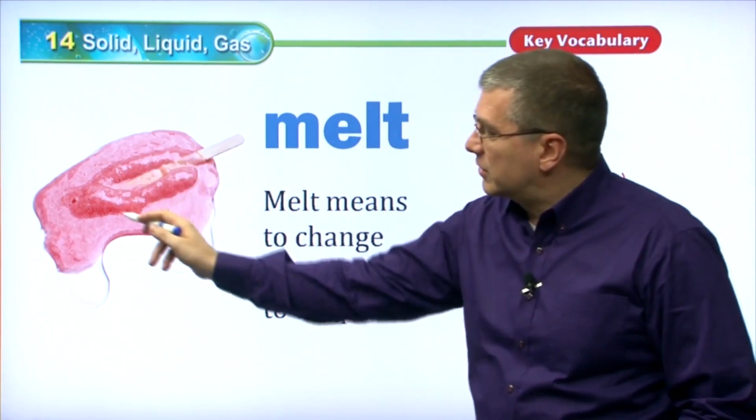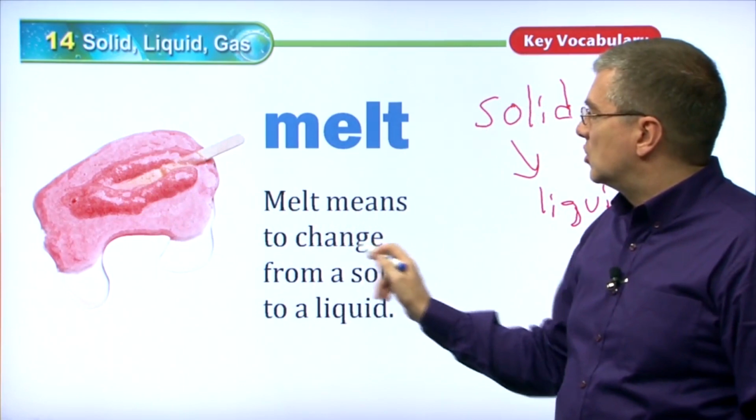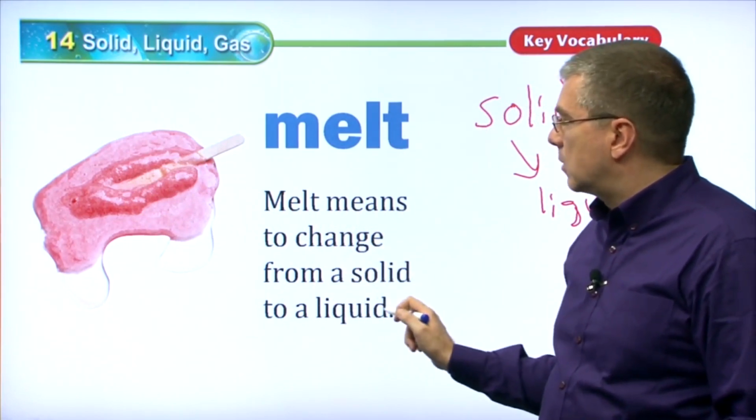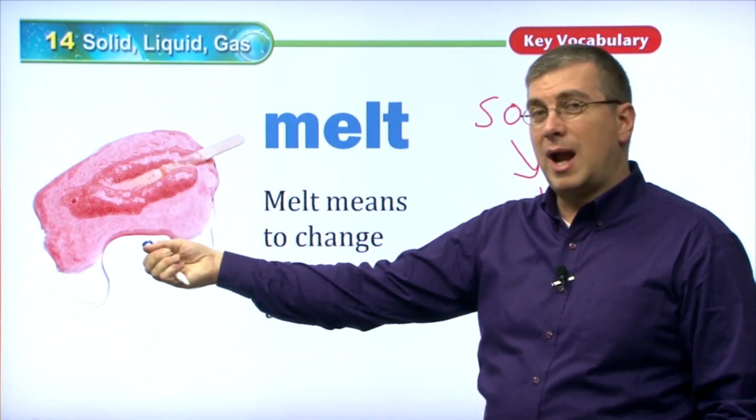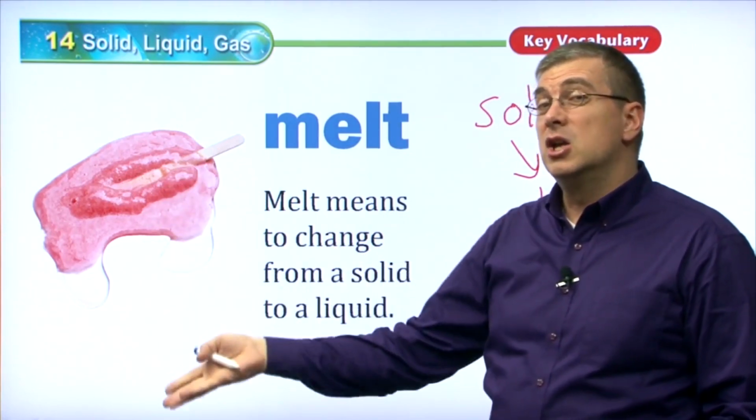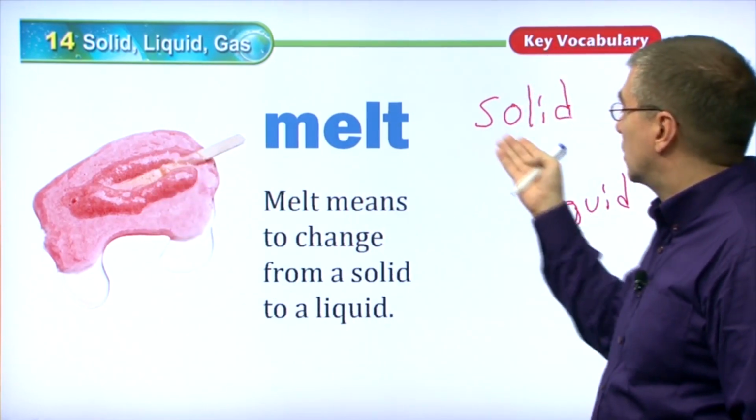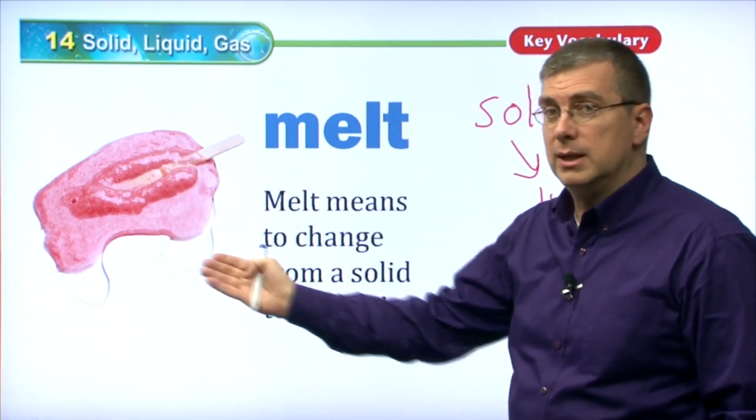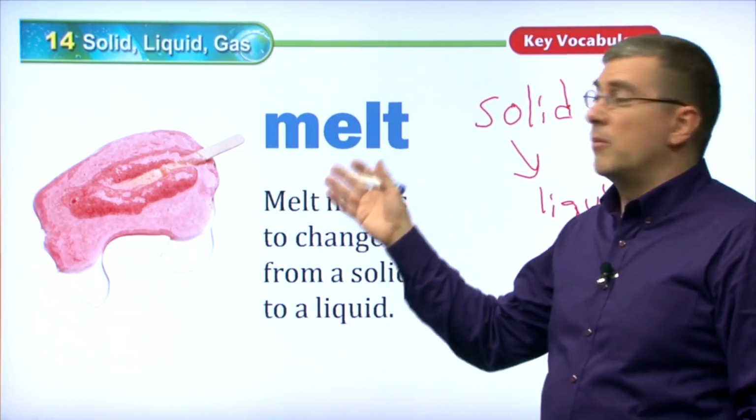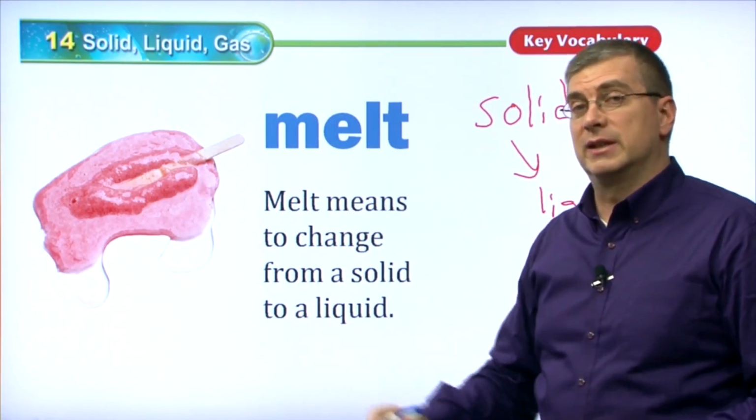This looks like an ice cream bar. Melt means to change from a solid to a liquid. An ice cream bar has to be cold. If you leave the ice cream bar out on a hot, sunny day, you're raising the temperature, it turns into a liquid. Changes from a solid to a liquid. And that's what's going on there. So freeze and melt are opposites. Okay?